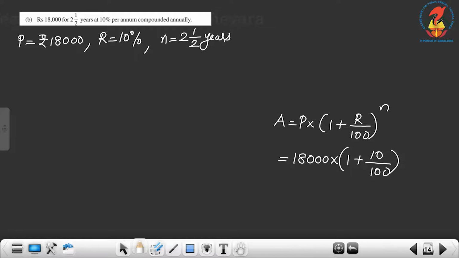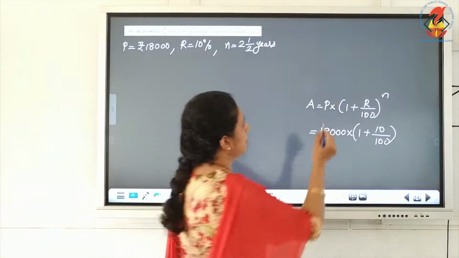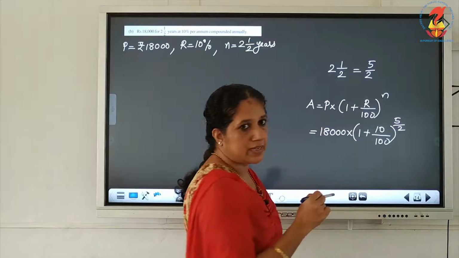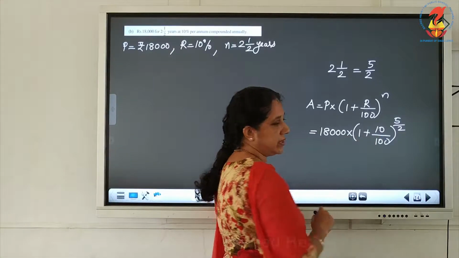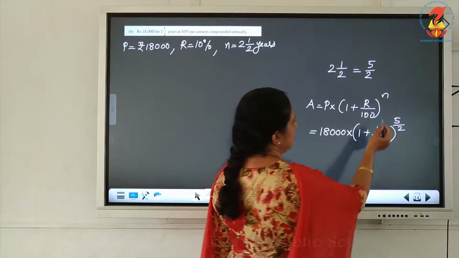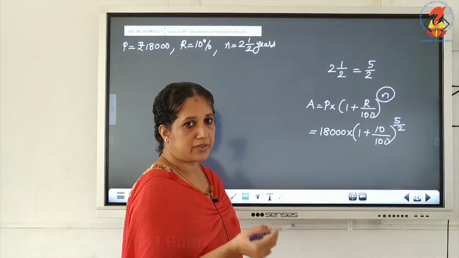N is given as 2.5 years. So when you convert it, what you will get? 2.5 years, that is 2 1 by 2. So mixed number, when you convert it into improper fraction, 2 2s are 4, 4 plus 1, 5 by 2. So here n is 5 by 2. So the exponent is given as a fraction. So can you find out the value? If the exponent is given as a fraction, you have to get it as a whole number. If it is a fraction, we cannot find out.